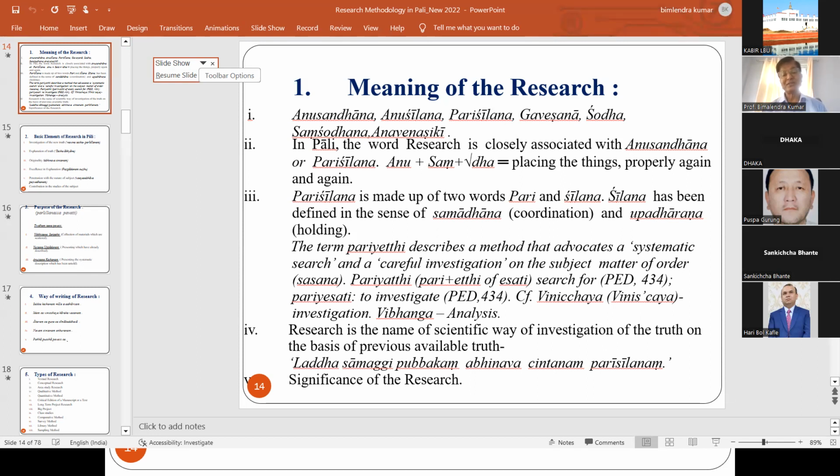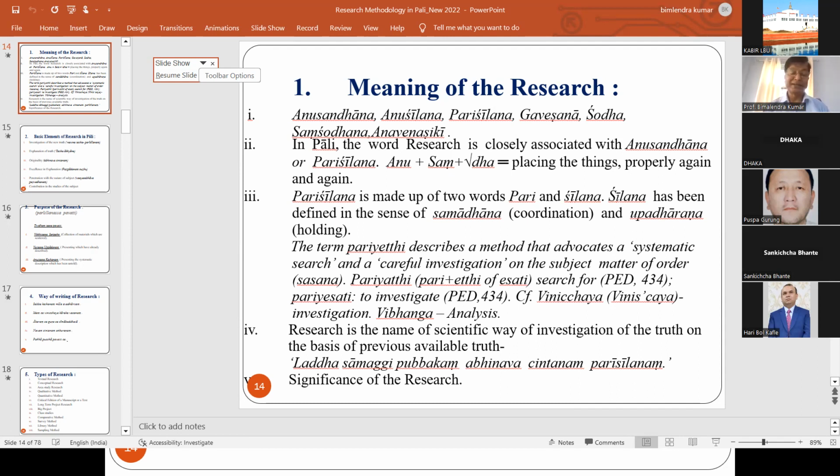Here, the first term is Anusandhan. There are three terms which are related with this Anusandhan. Anu plus sam plus dha is the root or verb. Anu means that which follows or which is being placed. Sam means properly. Dha means to place the things, to hold the things. So the literal meaning of Anusandhan is placing the things properly again and again.